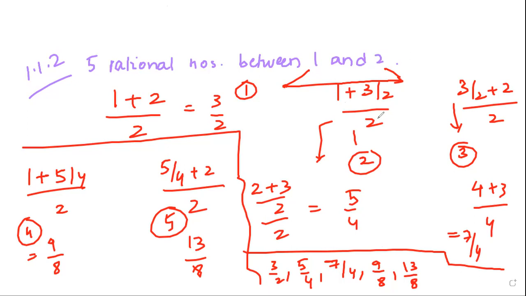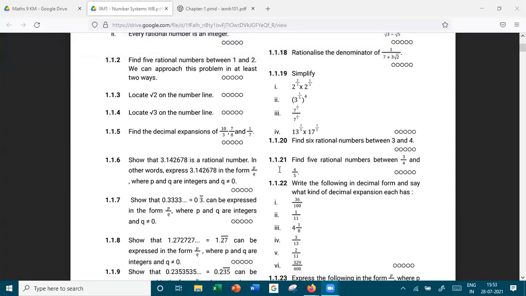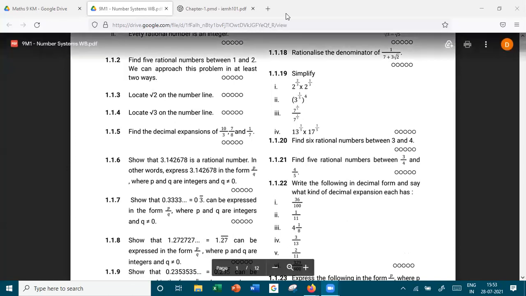Okay, let's take one more example so that I'm sure that you understood this. Okay, which one shall we take? Okay, let's take 3 and 4. Let's take 1.1.20, this one. Find 6 rational numbers between 3 and 4. I want all of you to solve it and send your answer in the chat box.